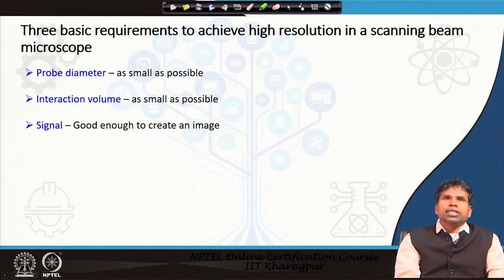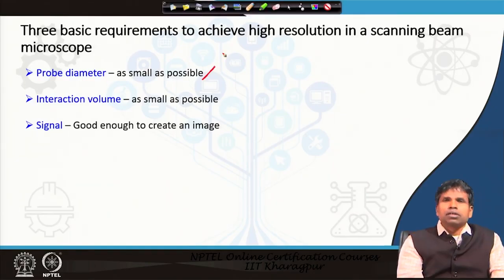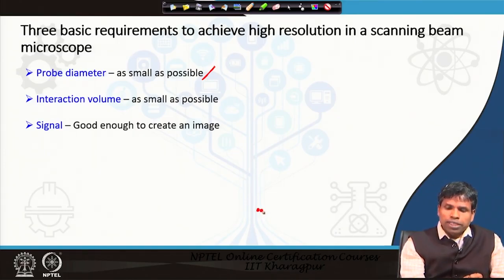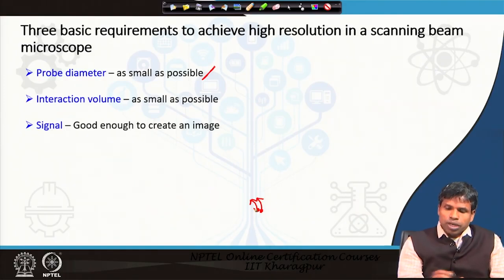So, if we look at the basic requirements to achieve high resolution in a scanning beam microscope, the first is probe diameter. Probe diameter should be as small as possible, then only we collect information from a smaller area. When we collect the signal from a smaller area, the resolution can be better. So if two features are placed very close to each other and we collect the signal differently, then we can see their brightness contrast difference, and that would tell us about the individual points or particles present in the sample. Resolution is nothing but the closest spacing between two objects or points that can be seen clearly or distinctly in the microscope.